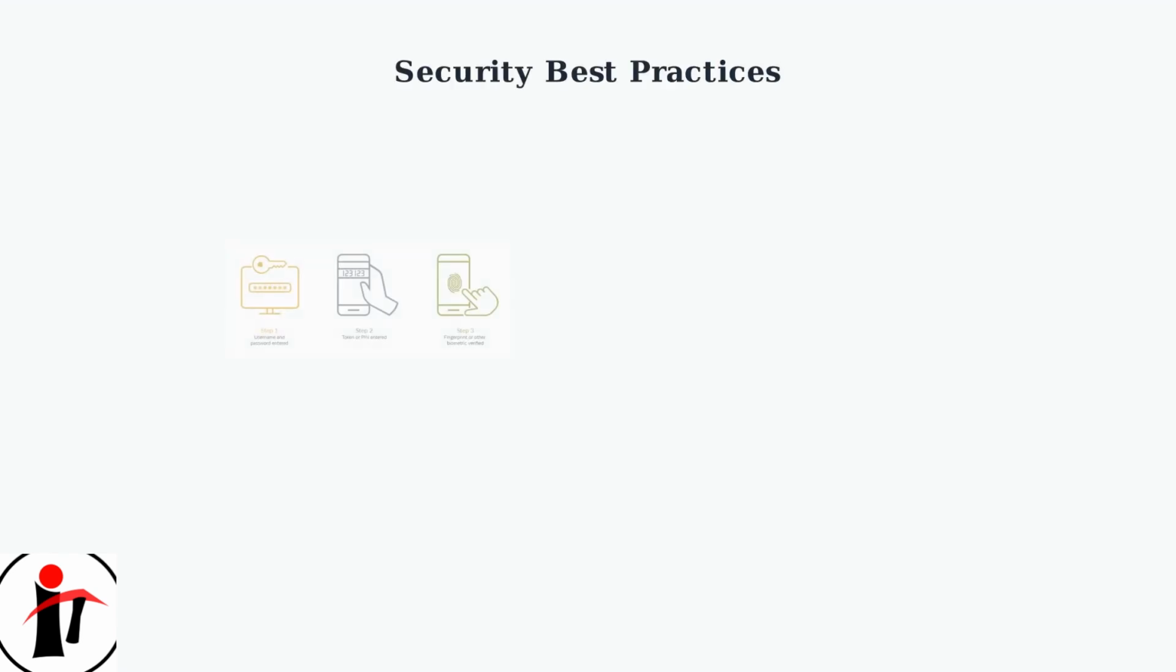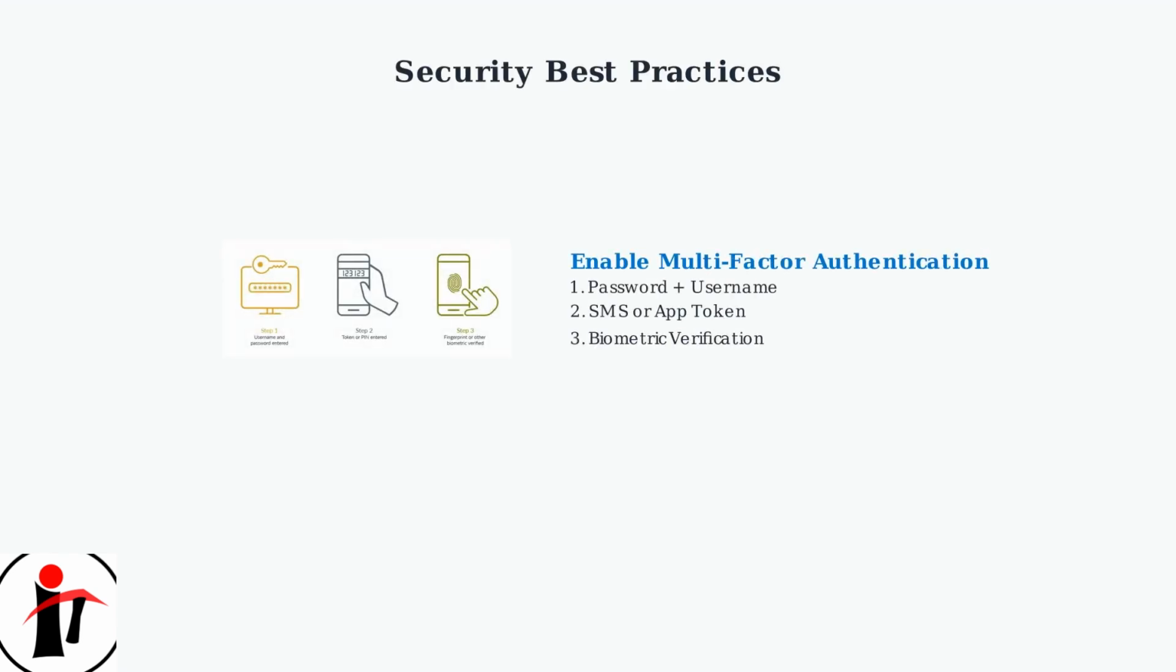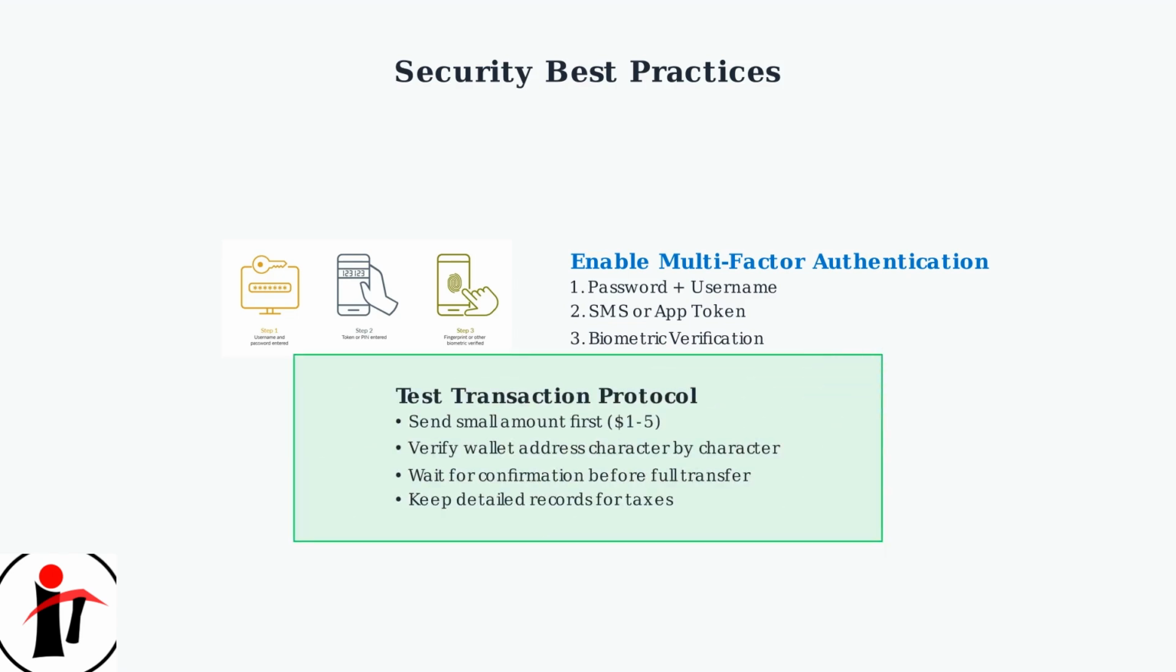Security should be your top priority when transferring Bitcoin. Both Coinbase and Cash App offer multiple layers of protection, but you must actively enable and use these features. Always use test transactions when transferring large amounts. Send a small amount first to verify the wallet address is correct. Then proceed with the full transfer once confirmed.